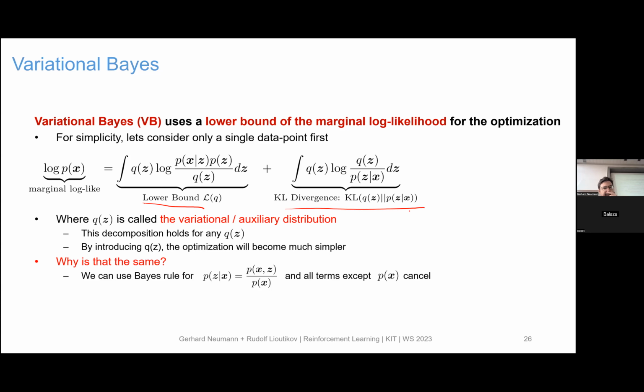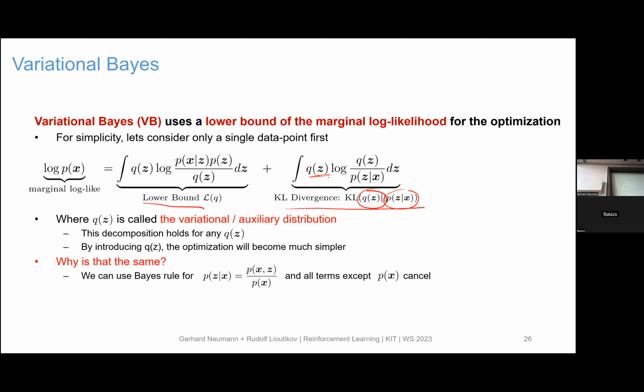Let's look first at the second term. The second term is the integral of q of z log q of z divided by p of z given x. And that's something we already know, because it's a Kullback-Leibler divergence between q of z and p of z given x. And now maybe you might ask, what is this q of z? We haven't seen that before. It's a new distribution we introduced.